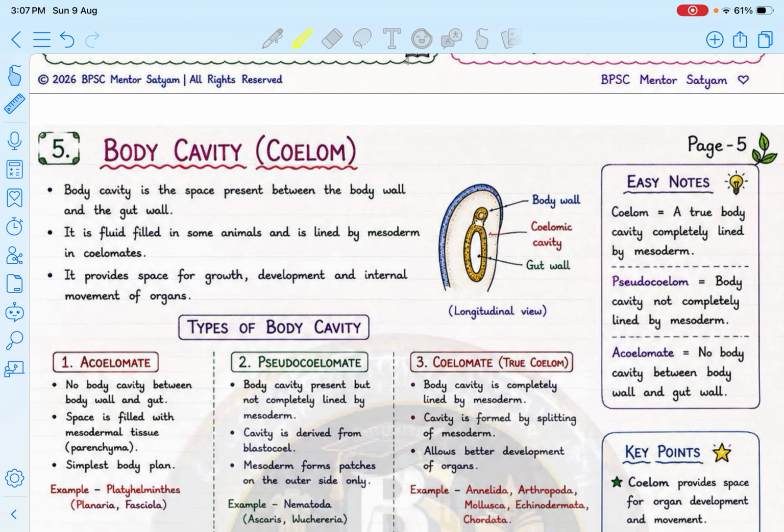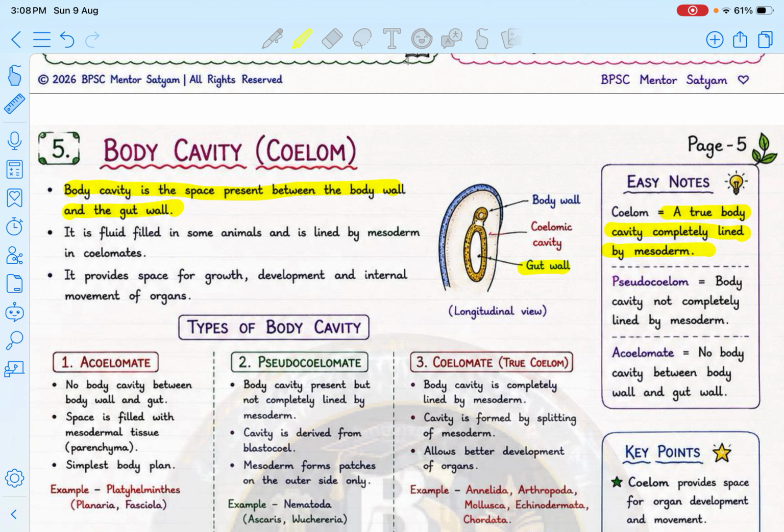Next is body cavity. Body cavity is a space between the body wall and the gut wall. Okay, so just a diagrammatic representation of it. Here is the gut wall, and here you see the body wall. That space between the body wall and the gut wall is known as coelom. So coelom is nothing but a true body cavity completely lined by the mesoderm.